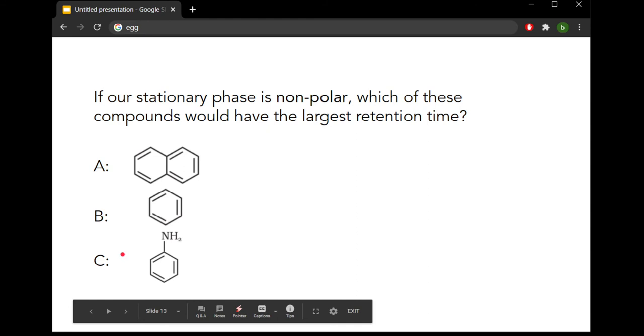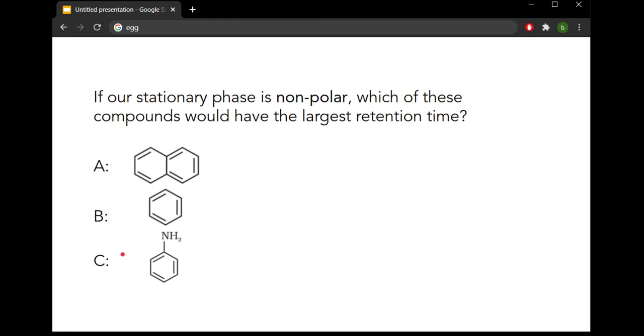So let's check your knowledge. If the stationary phase is non-polar, which of these compounds would have the largest retention time? Now remember that like attracts like. So non-polar will also attract non-polar, which causes it to be retained longer. Type your answers in the chat and I'll let you know if you're right or wrong.